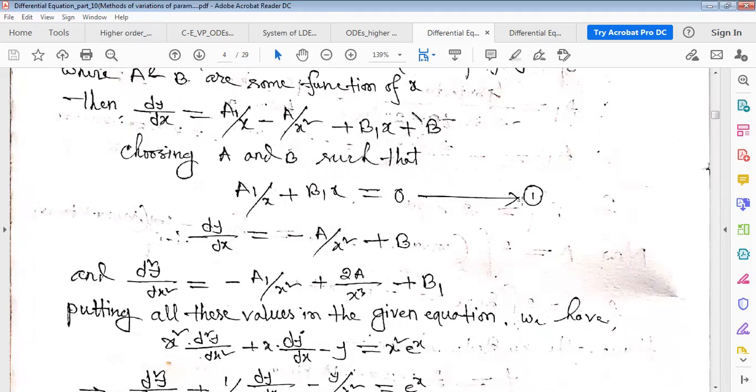This is equation number 1. Remember it. dy/dx will be, just putting this equal to 0 only, minus A divided by x square plus B.